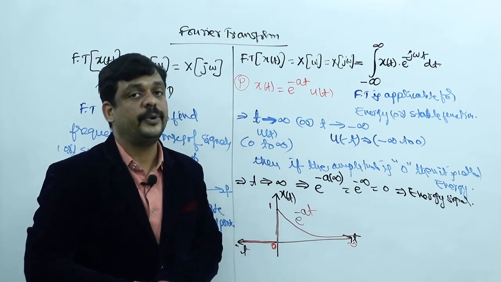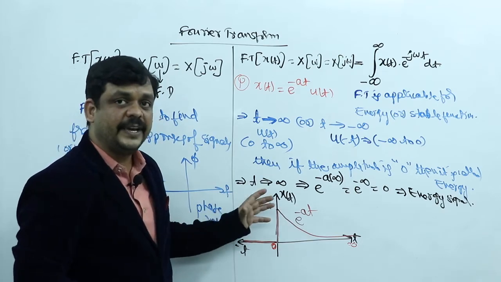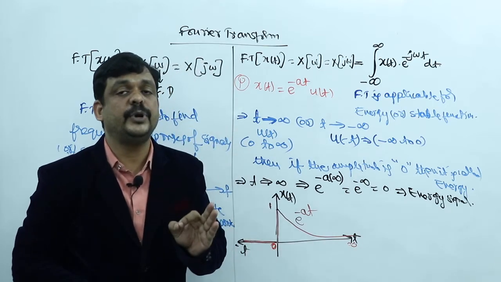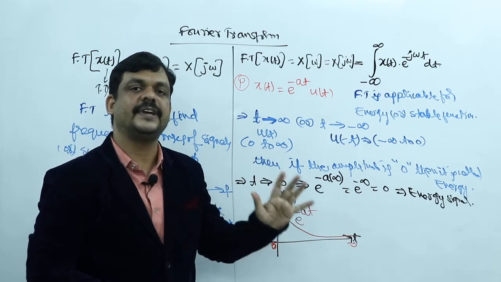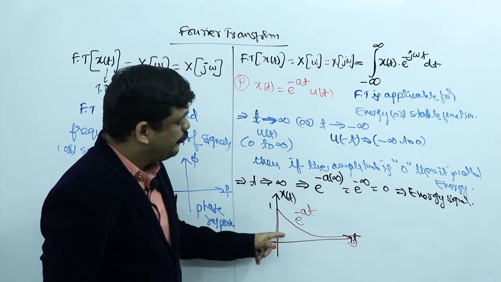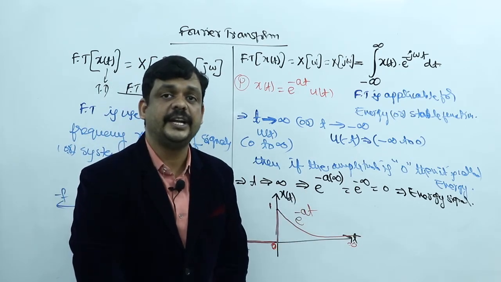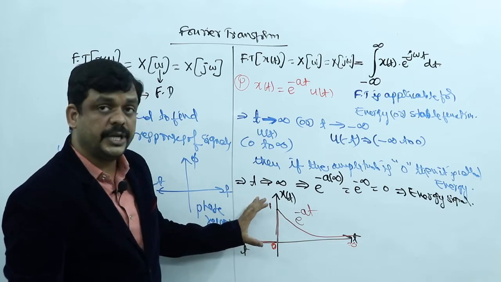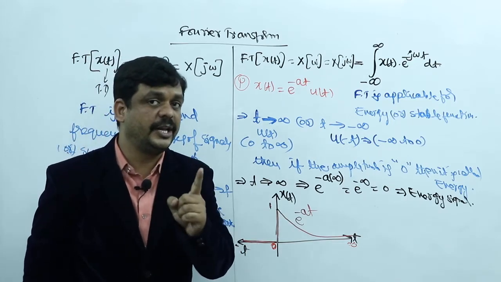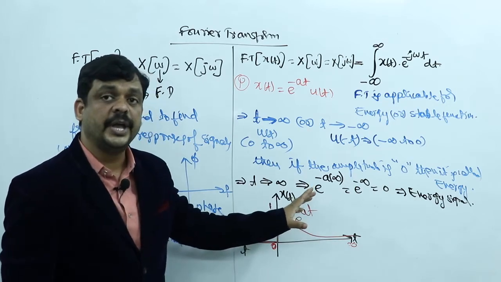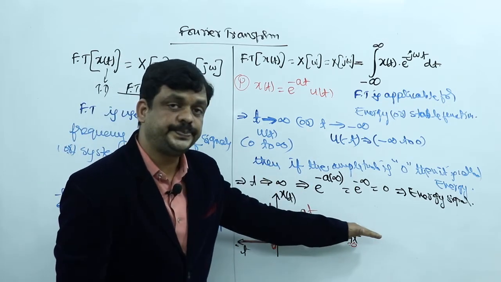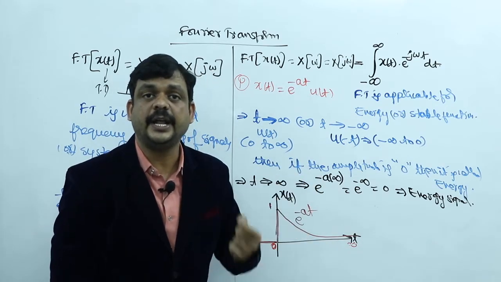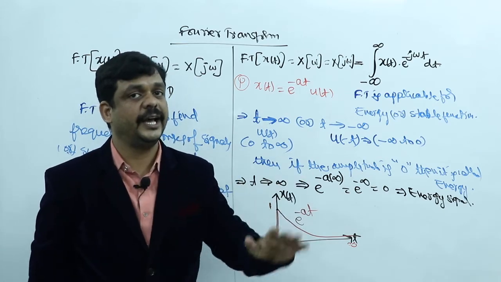And remember one more important point. If any signal amplitude goes to 0 in a long time period, then we can directly write it's an energy signal because it has finite area. That's why the signal comes under energy signal. From the graphical representation, if you want to find out energy or not energy, please check the signal. If the signal amplitude goes to 0 within a long time period, then the signal comes under energy signal. Otherwise, it's not an energy signal.